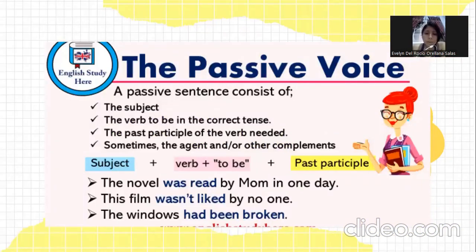The passive voice consists of the subject, the verb to be in the correct tense, the past participle of the verb needed, and sometimes the agent and/or other complements.